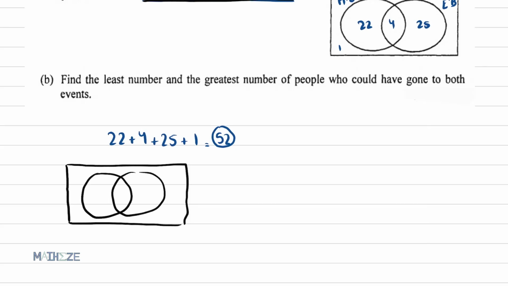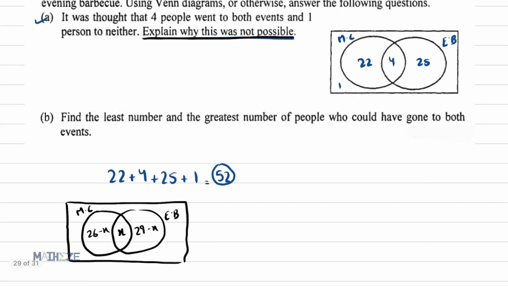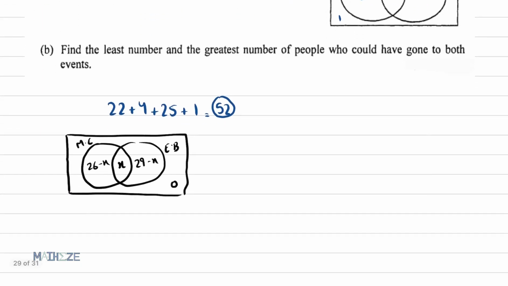It's going to be morning cruise and evening barbecue. In the middle, I'm going to have X. Morning cruise will be 26 minus X and evening barbecue will be 29 minus X. In the case of least, you always assume it's 0 until and unless the question gives you any value. Let's add this: 26 minus X plus 29 minus X.